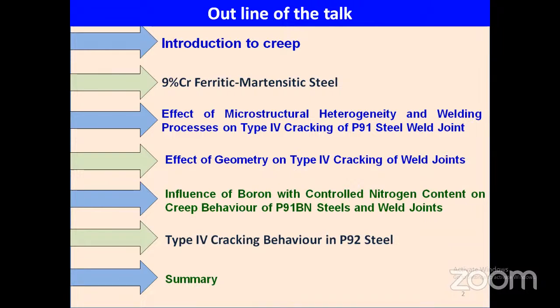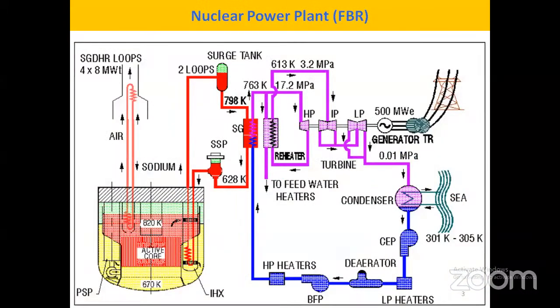the effect of weld geometry, that is, the influence of the geometry of weld joint preparation on type 4 cracking of joints, and also the addition of boron in the 9 chrome 1 moly steels, how it is going to behave in the high temperature environment. Then subsequently we'll talk about the creep behavior of the next version of the grade 92 steel. I will summarize.